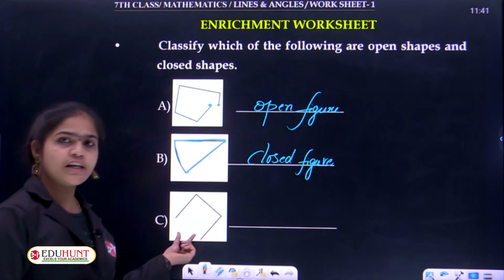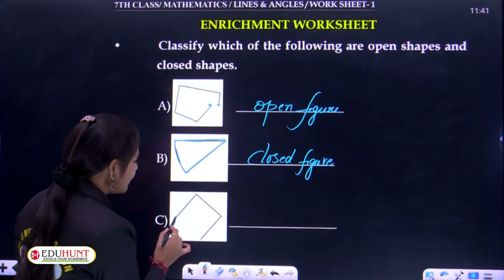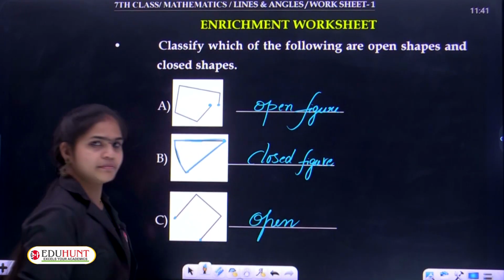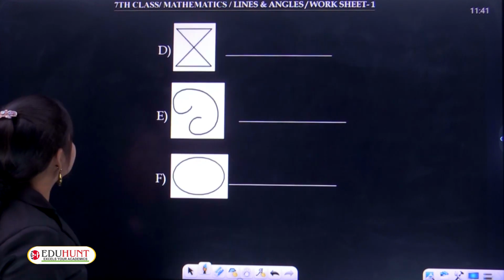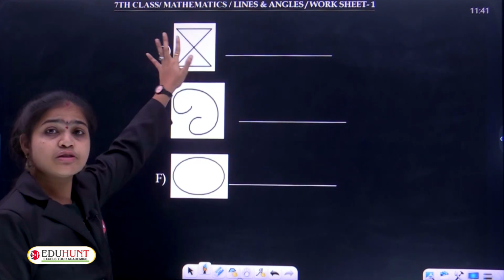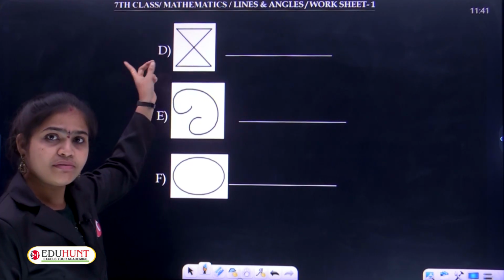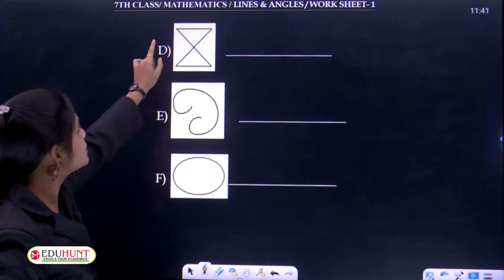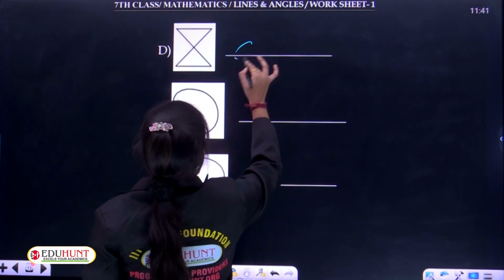Okay, ma. Next, identify this one. This is an open figure. Why? Because two different points. That's why this is an open figure. Okay. Next one, see here. Come to this one. Is this an open figure or a closed figure? Previously we discussed about this one, no? Here there is no opening, right? That's why this is a closed figure.